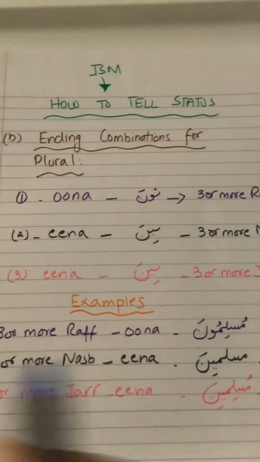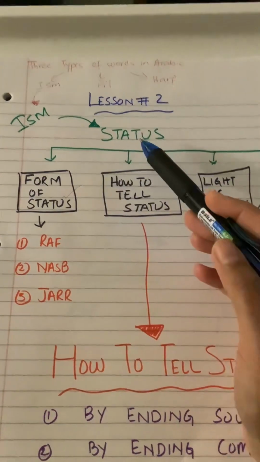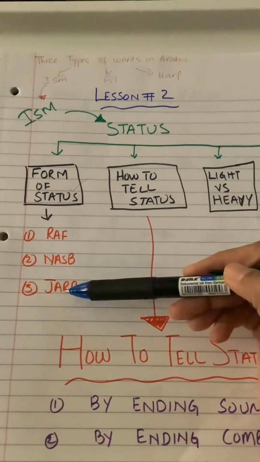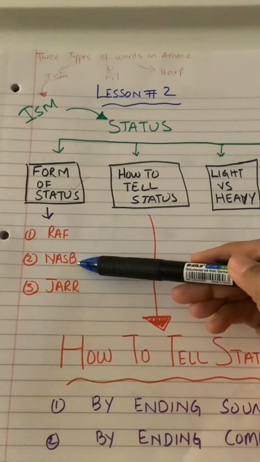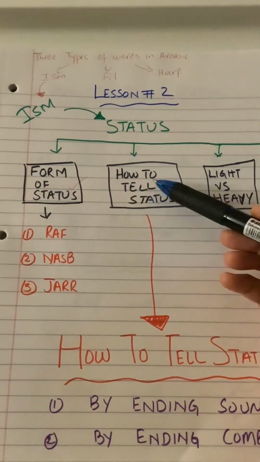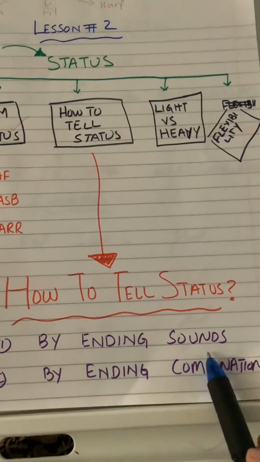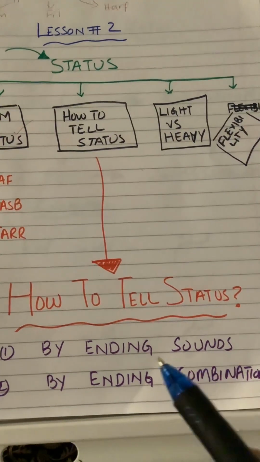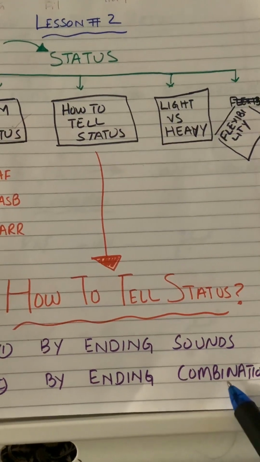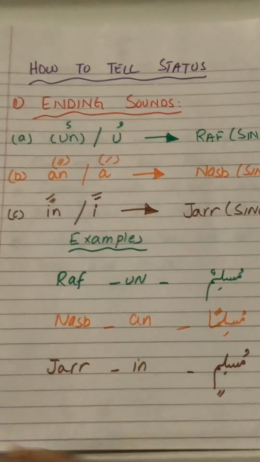Okay, so just reviewing what we learned today. We were talking about ism, and in ism we were talking about status, and we learned the forms of the status: rafa, nasb, and jar. Rafa is the doer of the act, nasb is the detail of the act, and jar is the word that comes after "of". The second thing we learned today is how to tell status, by ending sounds or ending combinations. Whenever you listen to a word, you always listen to the combinations first and then the sounds. We'll practice with a lot of examples in my future videos.